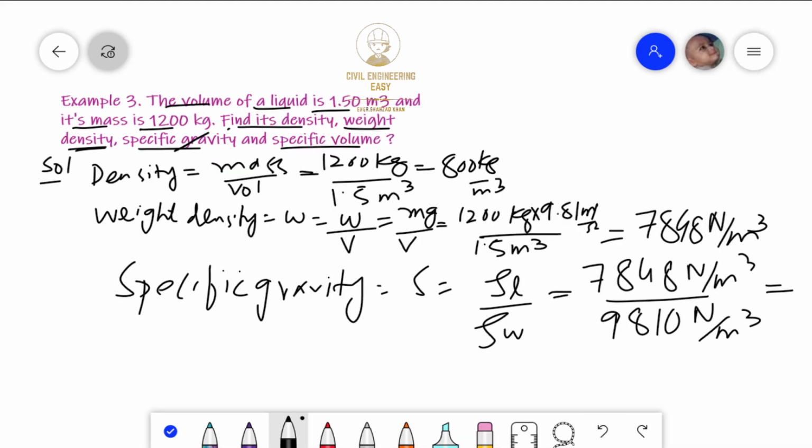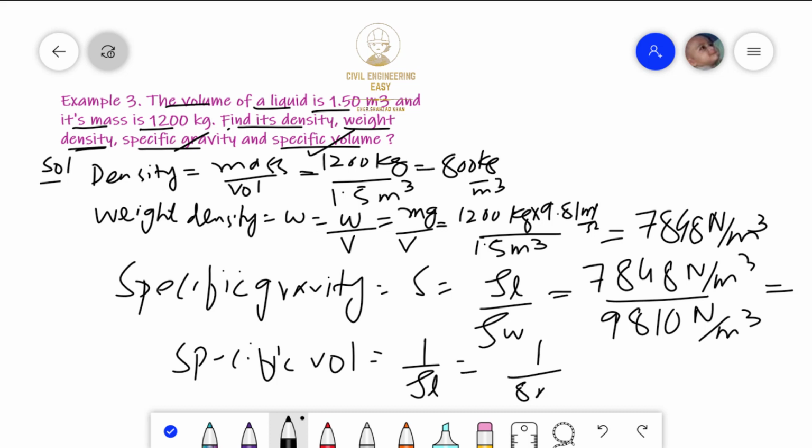In the last, we need to find out the specific volume. We know that the specific volume is equal to 1 over the density of the liquid. The density of the liquid is 800 kg per cubic meter. We will get the specific volume of the liquid, that is 0.00125 cubic meter per kg.